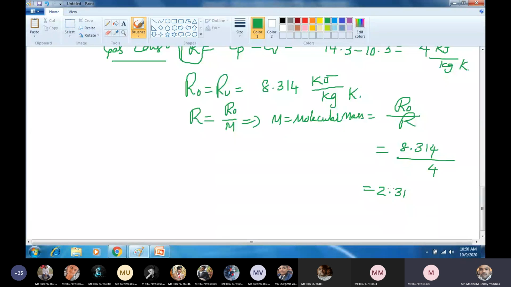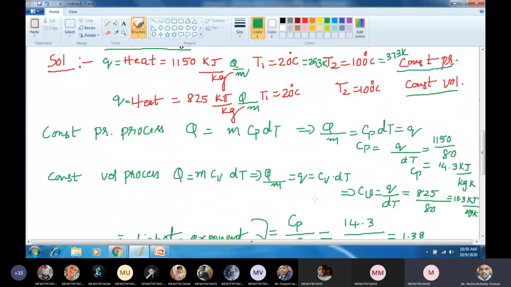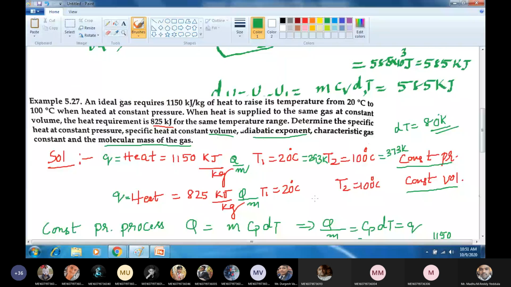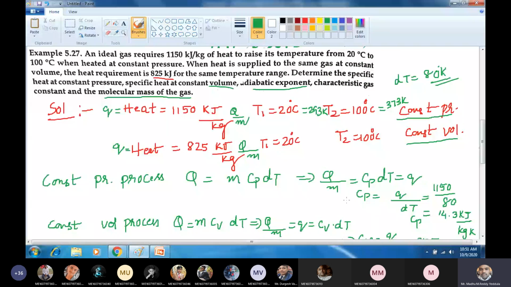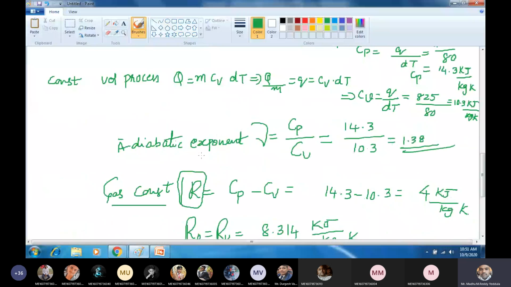2.31. No units, right? Molecular mass. Clear this problem? Yes. So very important problem. We are calculating first specific heat at constant pressure, CP, for constant pressure process, and we calculated specific heat at constant volume, CV, for constant volume process. Once you know CP and CV, the ratio of CP to CV is called adiabatic exponent, and the difference of CP and CV is called gas constant.